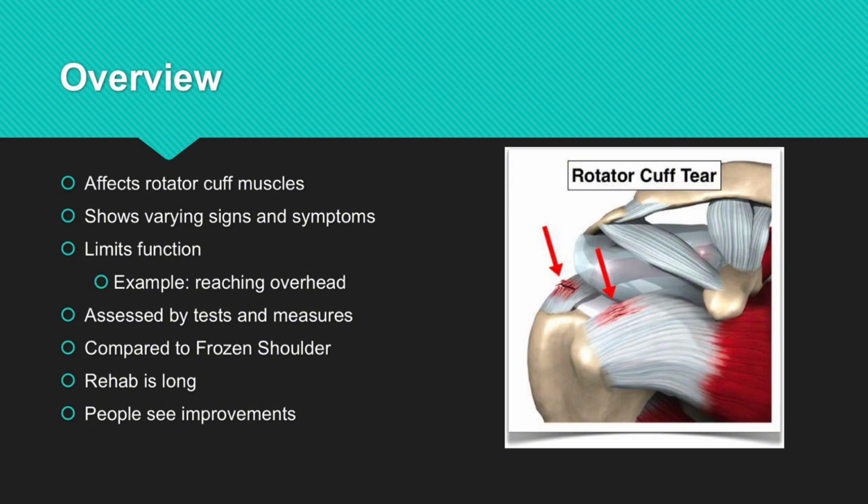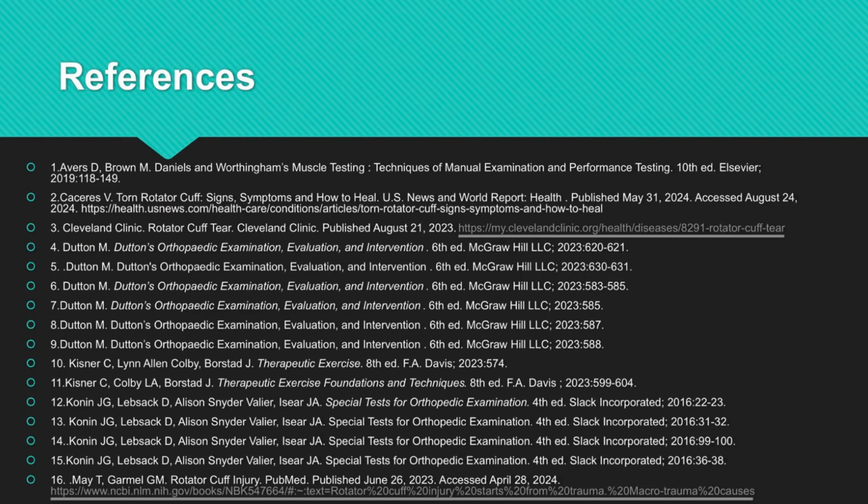rotator cuff is and how it affects the muscles and the various signs and symptoms, and it can limit functions like being able to reach overhead with different ADLs, as well as various testing measures, because there are a lot out there. There are even other ones that I found that I didn't include in here. I did also compare it to frozen shoulder, and again, rehab for it is long, but people do usually tend to see improvements. And these are my references.